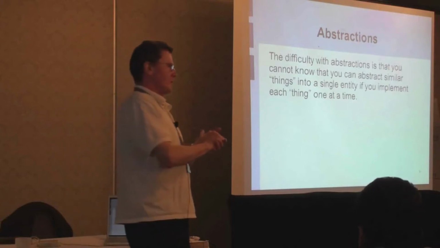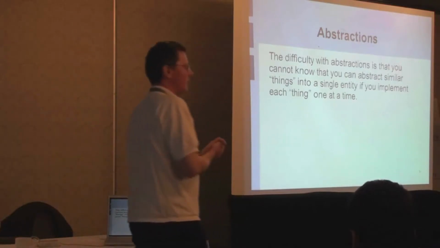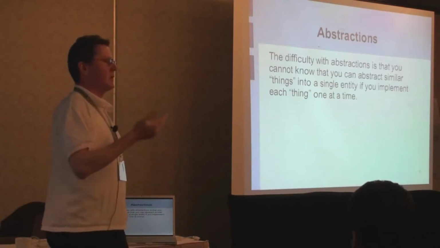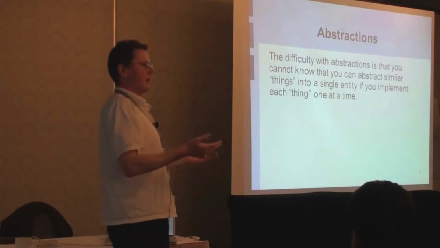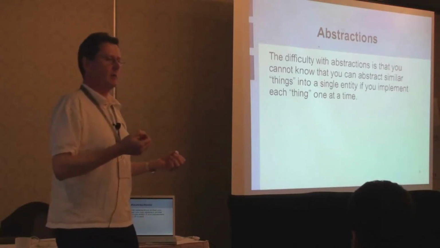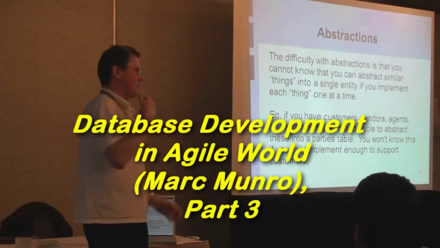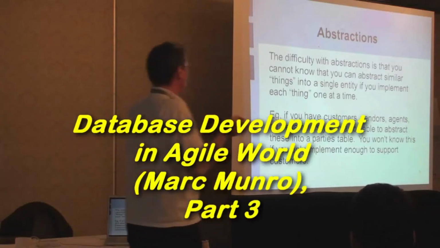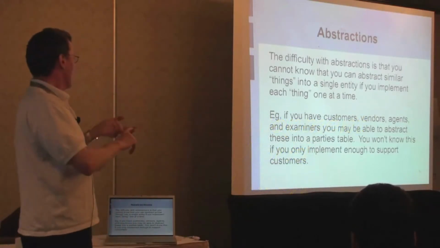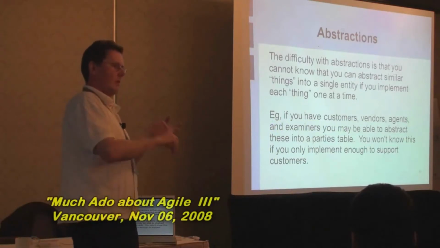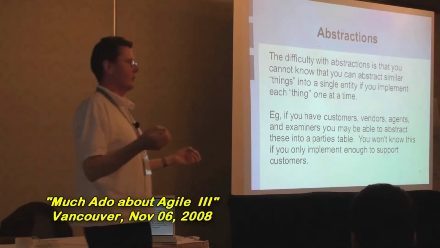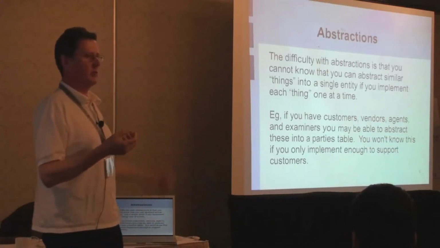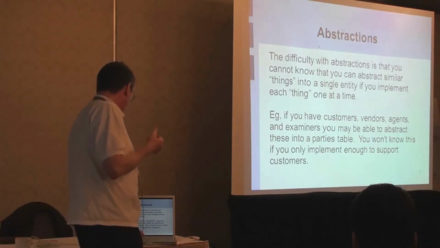But there's a real problem with them, which is you can only abstract similar things into a single entity if you know what all those similar things are. If you implement each thing one at a time, if you only know about one thing at a time, you can't abstract it. So if you've got customers, vendors, agents, examiners, you may be able to abstract those into a parties table. But if you've only got customers, the only thing you know about, because the only requirement you take notice of is the requirement to deal with customers, well, why would you create an abstract entity to deal just with customers? Doesn't make any sense.